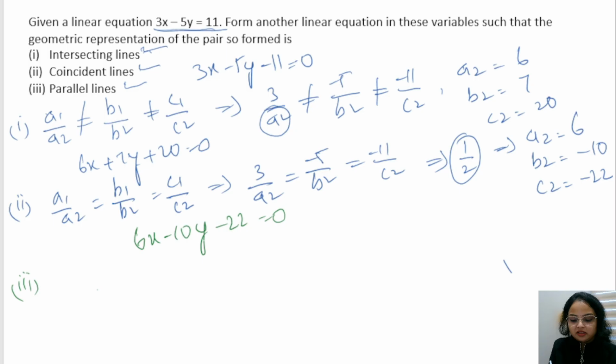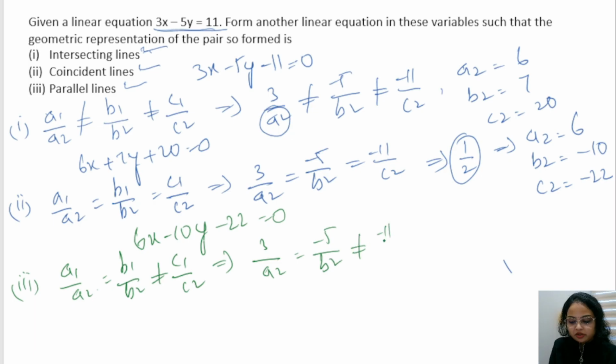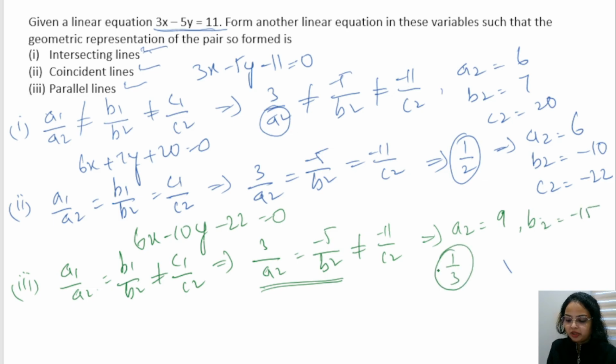And if we talk about parallel lines, what is the condition? It is a1 by a2 is equal to b1 by b2 not equal to c1 by c2. Okay. So here what is a1? It is 3 by a2 is equal to minus 5 by b2 not equal to minus 11 by c2. Here we will take a2 and b2 in such a way that the ratio is same. So we will take a2 is equal to 9 and b2 is equal to minus 15, so that I'll get the ratio 1 by 3.